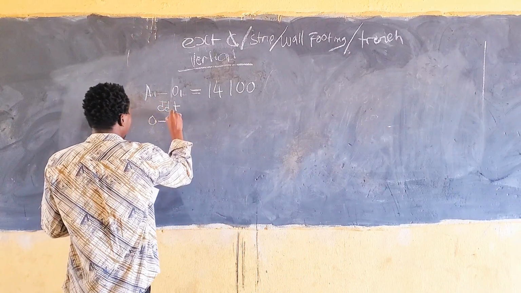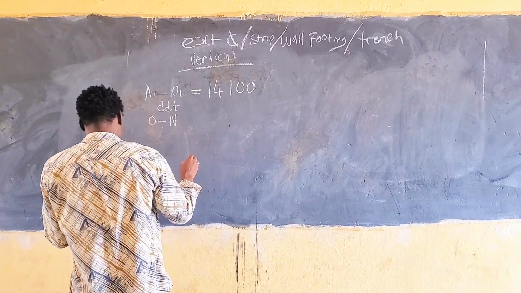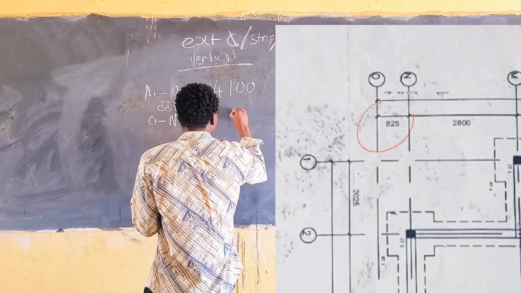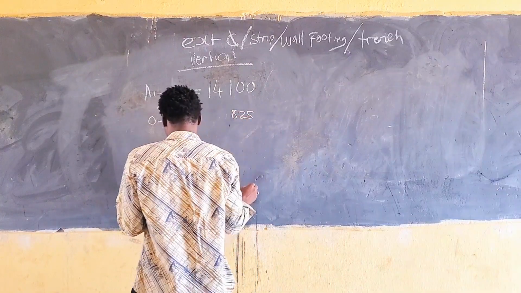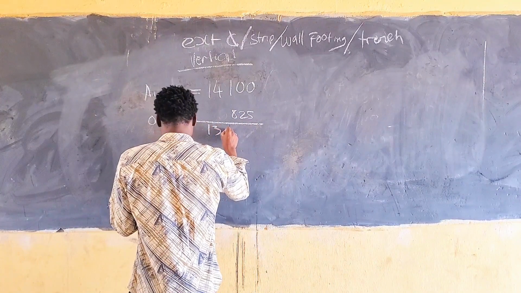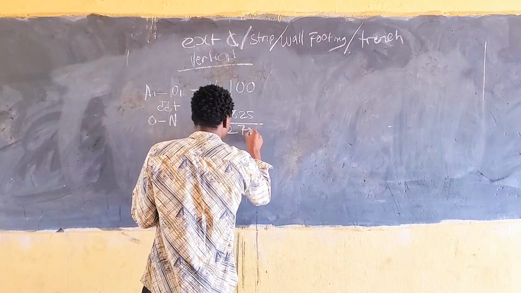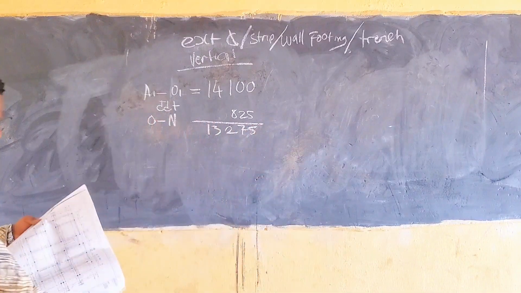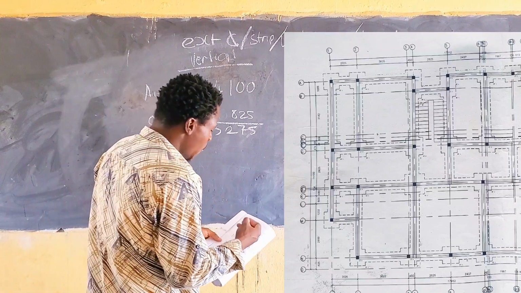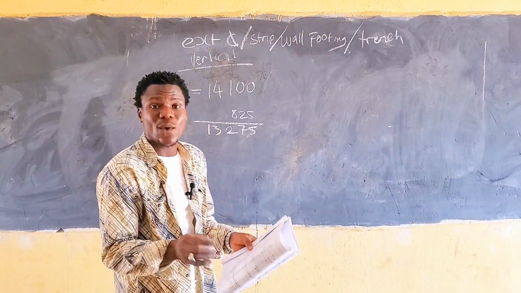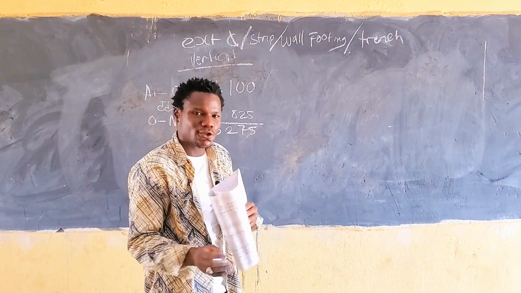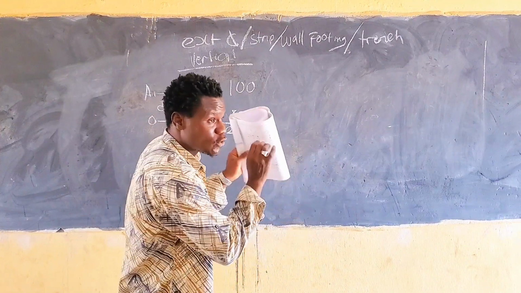The dimension for O to N is 825. We get 13,275. Then we will be sure to count all the column bases that fall on our strips, because we are going to measure the column bases separately. The trench for the column base, we are going to measure it separately. The concrete will be a separate measurement.